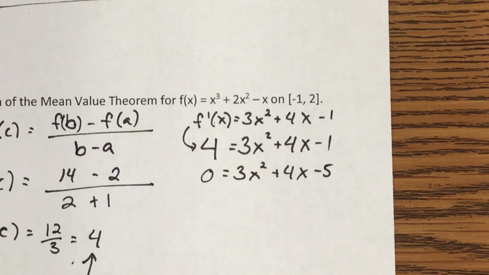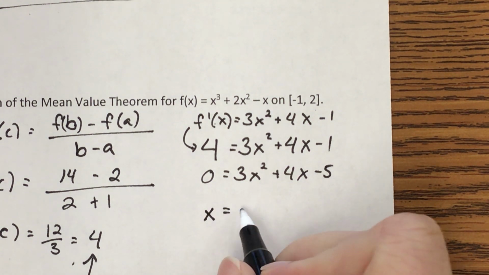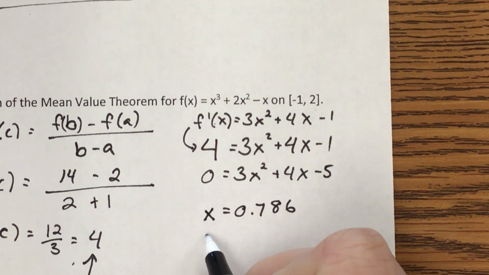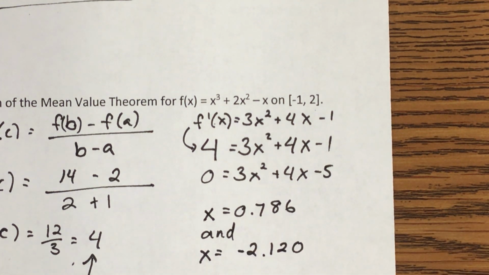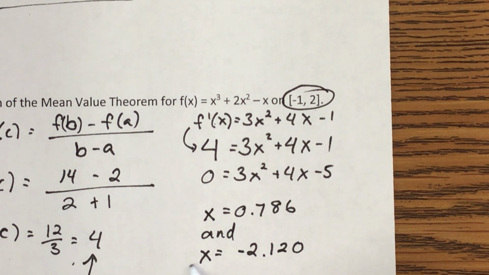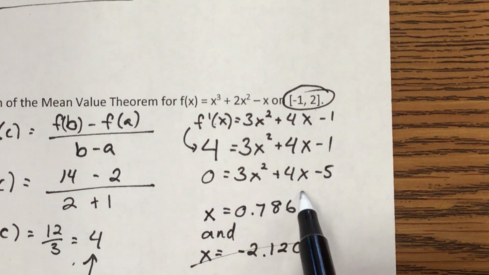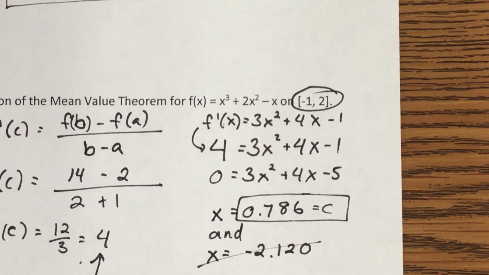You guys know how to use the quadratic formula, so I'm just going to tell you what the answers are there. It's x equals 0.786. Make sure you're using 3 decimal places. And x equals negative 2.120. Our interval is -1 to 2. This does not fit into that interval, so 0.786 is the only number that works for our x values.